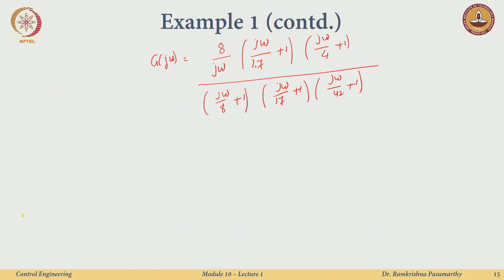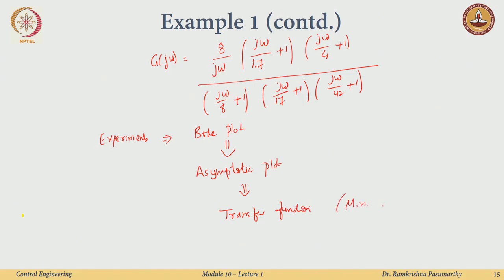So what is the simple process that we follow here, right? We start first with experiments. These experiments lead to a frequency response which is the Bode plot. From this Bode plot I can construct the asymptotic plot, and finally from this asymptotic plot I can find out what is the transfer function of the system. Again, the key is the assumption of minimum phase.